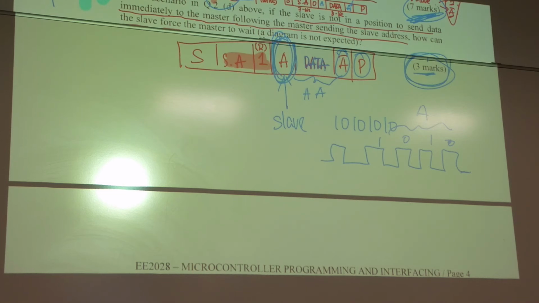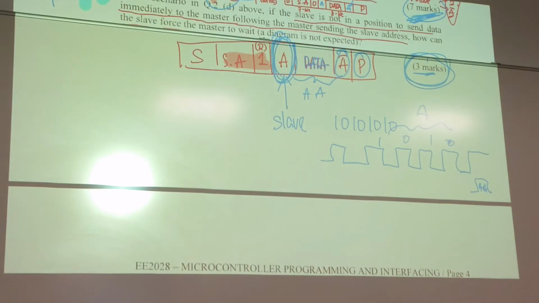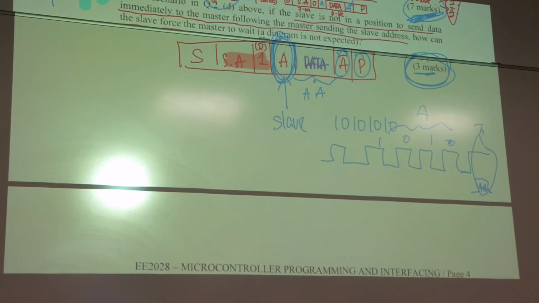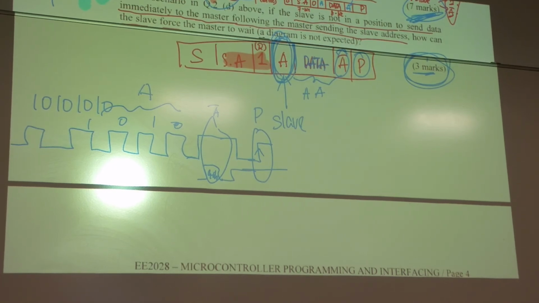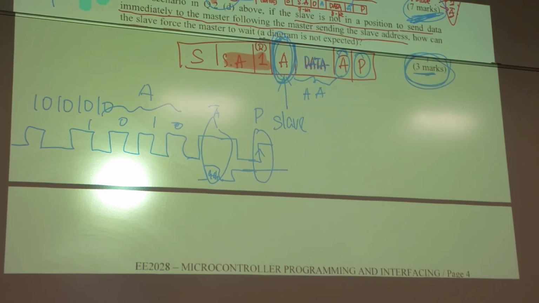And then you will have a high when there is a clock. This is a negative acknowledge. And then for the P, for the final step, for the next step, you have this while your clock is high. So what you need to do is pull down the channel one more time. So this is a P. The clock may be like this. P for stop.